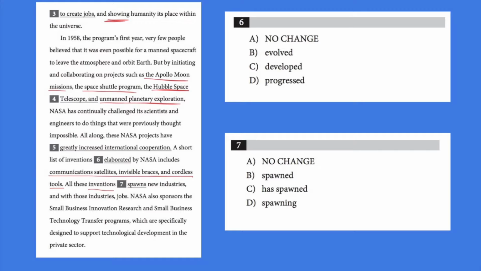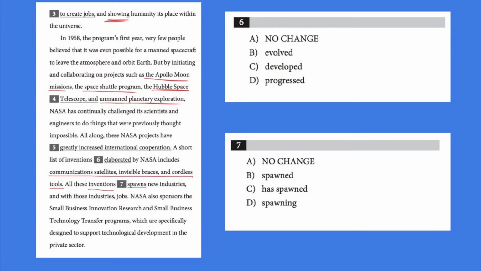Since the following sentences describe technology created by NASA, choice C, developed, is the best answer. The other 3 options don't make it clear that NASA produced these inventions, making C the correct answer for question 6. Now to the next sentence for question 7. All these inventions spawns new industries, and with those industries, jobs.